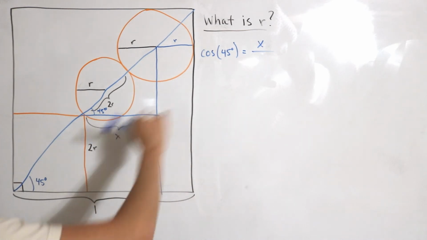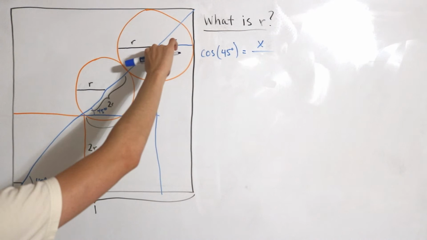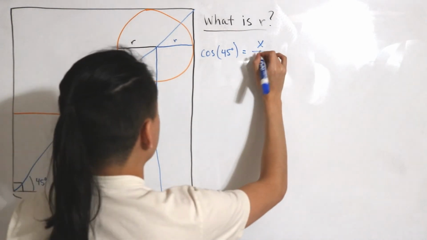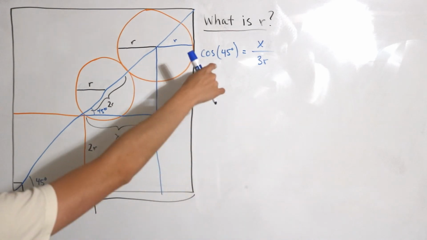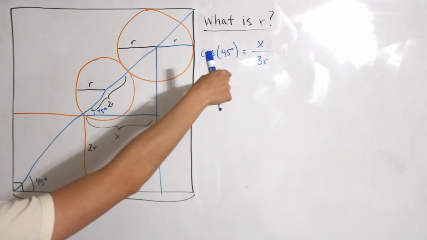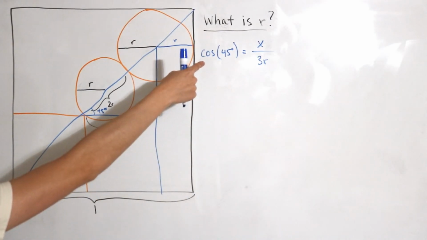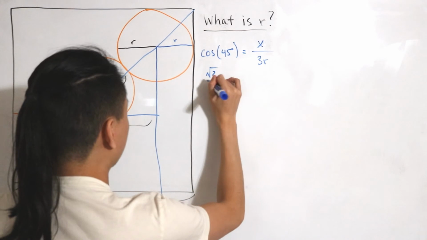This also means that we have to find the hypotenuse, which we said is 2r, and then add this with r over here. So that's actually going to be 3r. With this, now we know that cosine 45 degrees is going to equal x divided by 3r. And we know what the value of cosine 45 degrees is. It's actually going to equal the square root of 2 divided by 2.